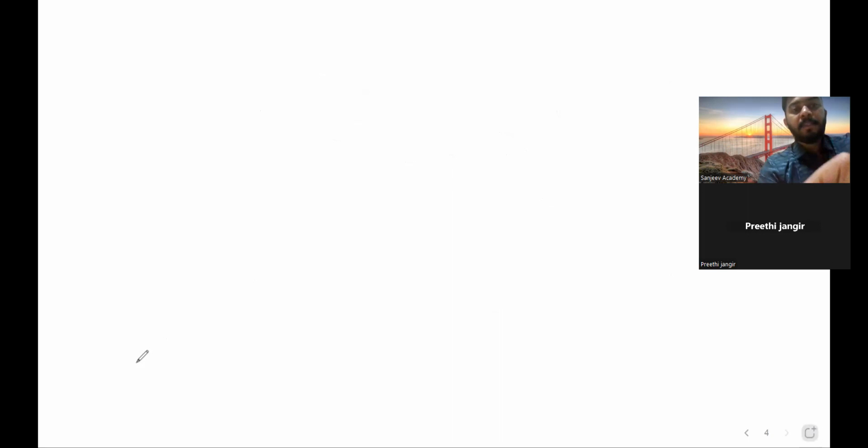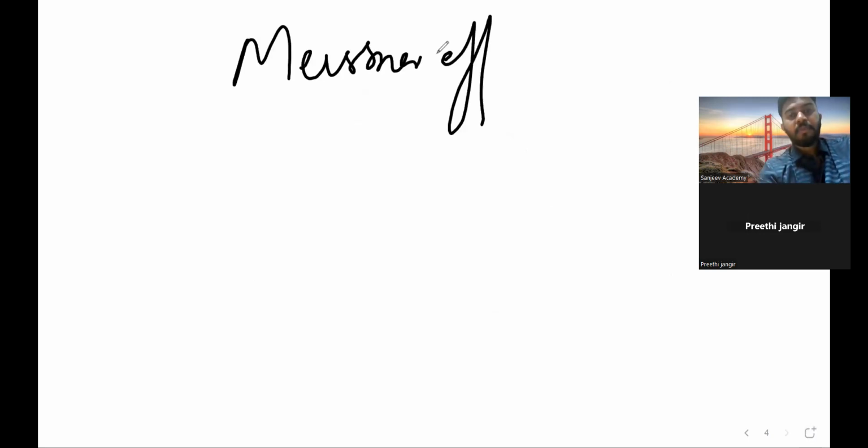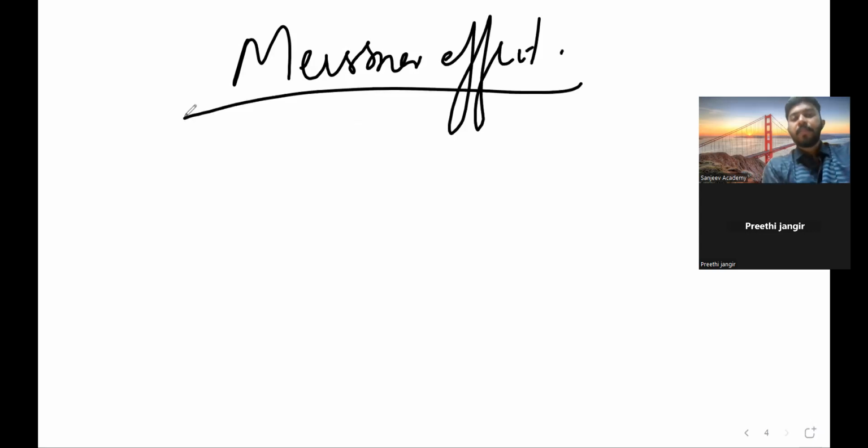Correct? So in Meissner effect, the temperature. Let me just stop this. Sorry, due to touch, it has gone.